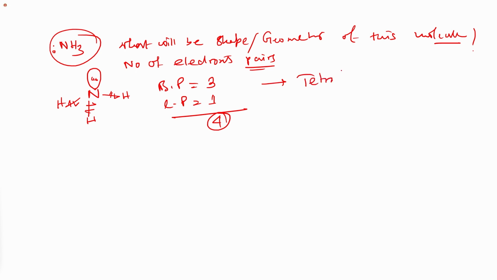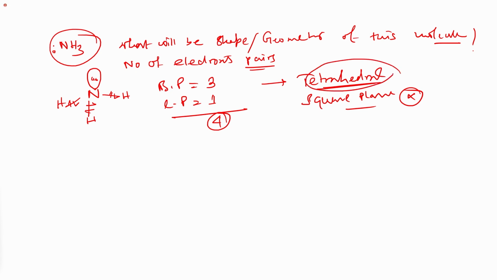So total 4. When it is 4, it gives 2 possible structures: one is the tetrahedral structure, and another is the square planar. But here the square planar is not possible because of this lone pair, so it will have the tetrahedral structure. So when it is a tetrahedral structure, the angle will be 120 degrees. In this way, you have to count the total number of bonded electron pairs, then you have to go to the shape and the geometry.